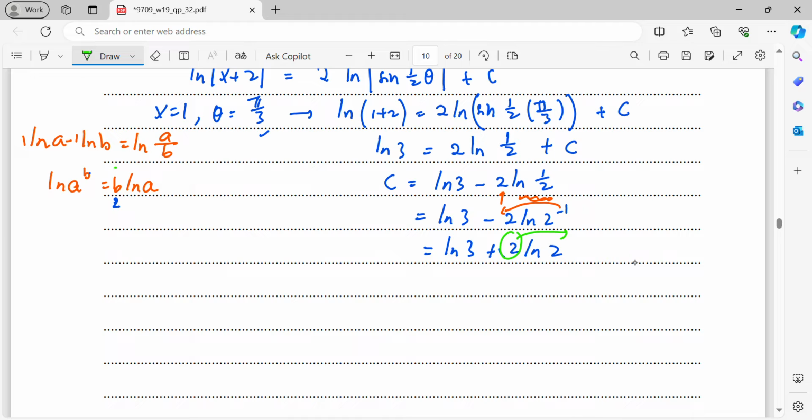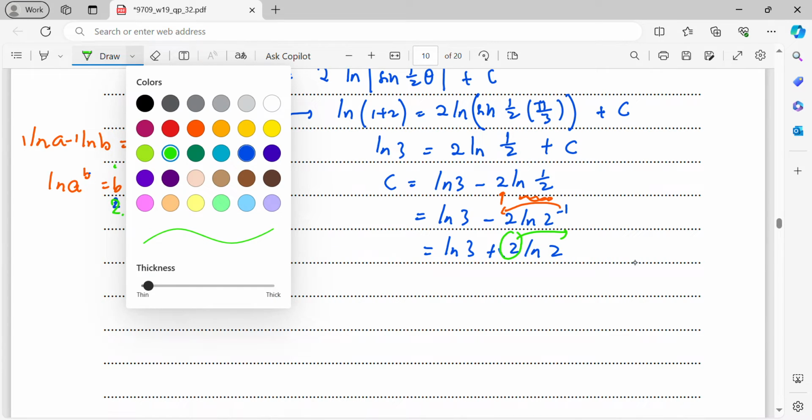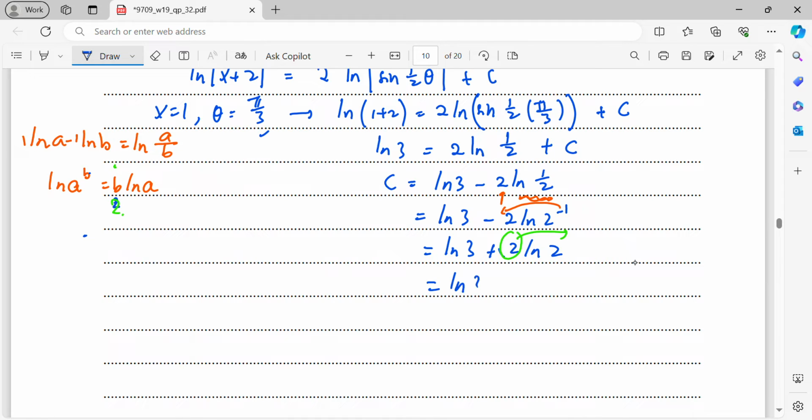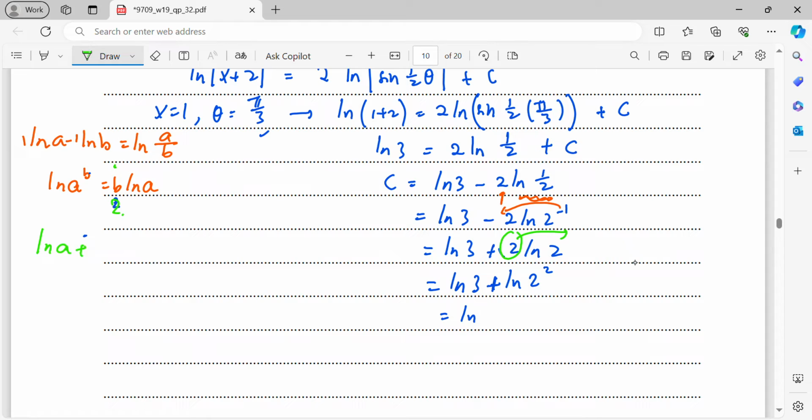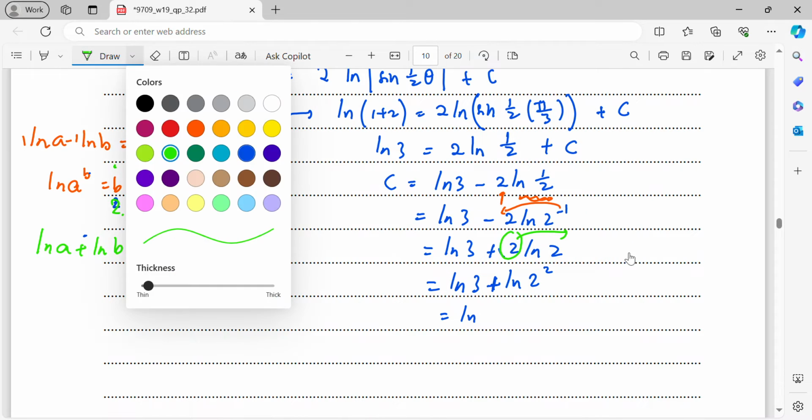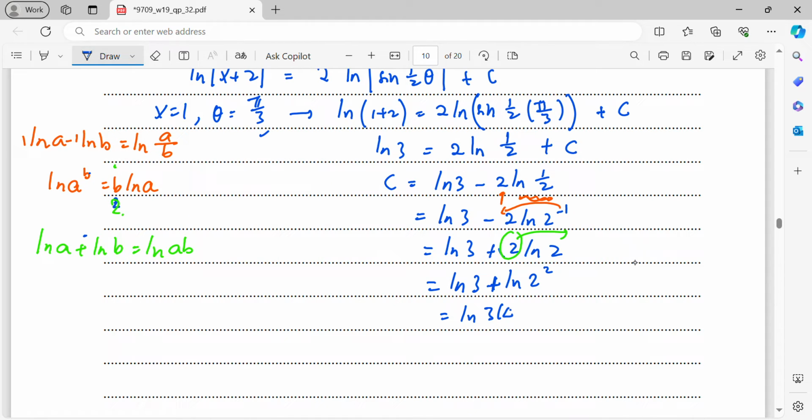Because you are here now, this is 2, move up. Then here I will be getting ln 3 plus ln 2 squared. So 2 squared is basically 4. Because of the summation, now I need to use another formula: ln a plus ln b is ln of a times b. So now I will just multiply, so it will be 3 times 4. That is ln 12. So this is my simplest value of c.